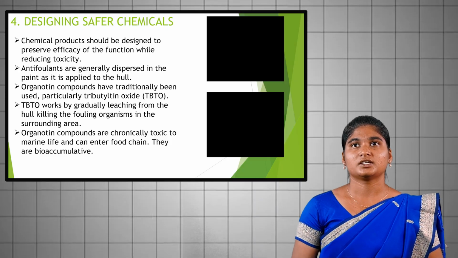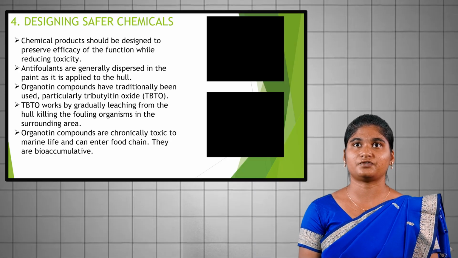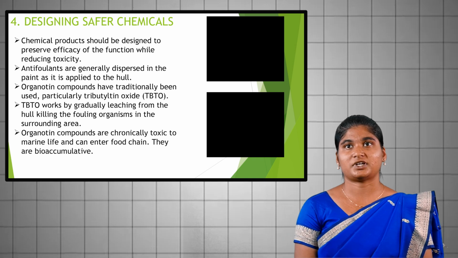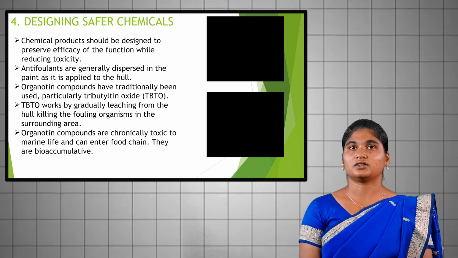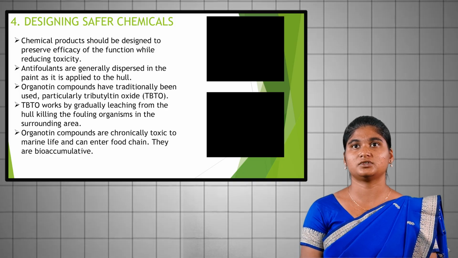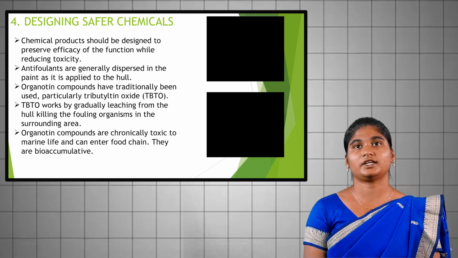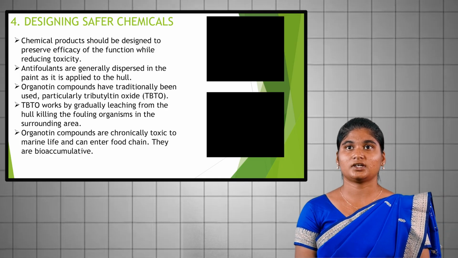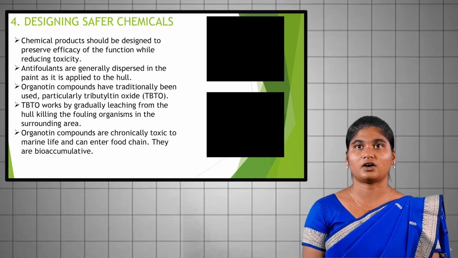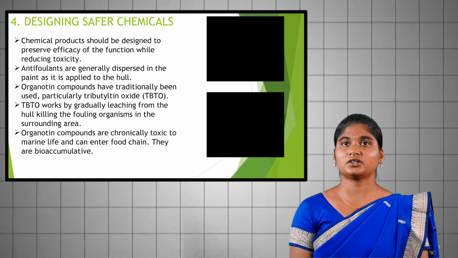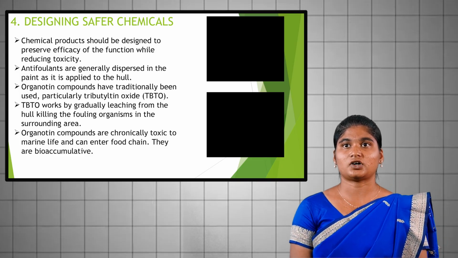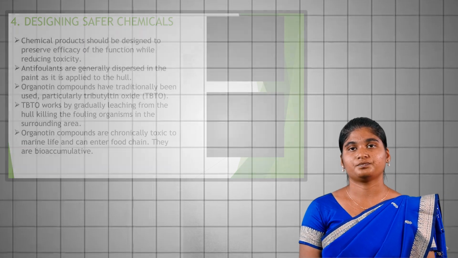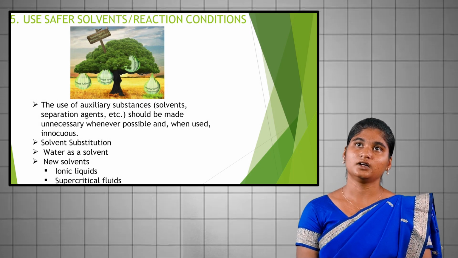Next, designing safer chemicals. Chemical products should be designed to preserve efficacy of the function while reducing toxicity. Anti-fouling agents are generally dispersed in the paint as it is applied to the hull. Organotin compounds have traditionally been used, particularly tributyltin oxide. TBTO works by gradually leaching from the hull, killing the fouling organisms in the surrounding area. Organotin compounds are chronically toxic to marine life and can enter the food chain. They are bioaccumulative.